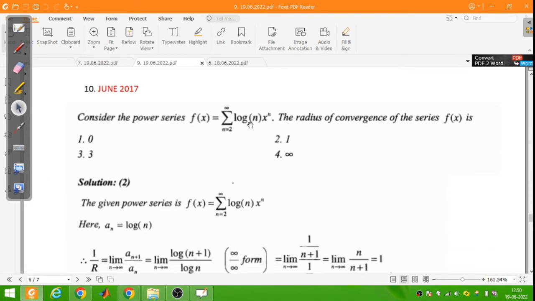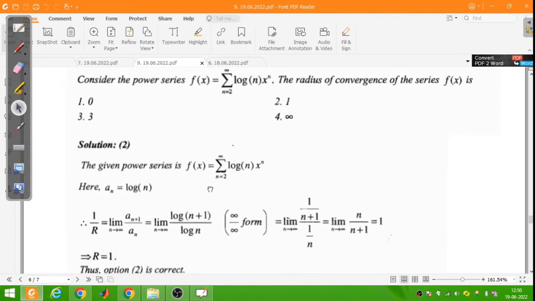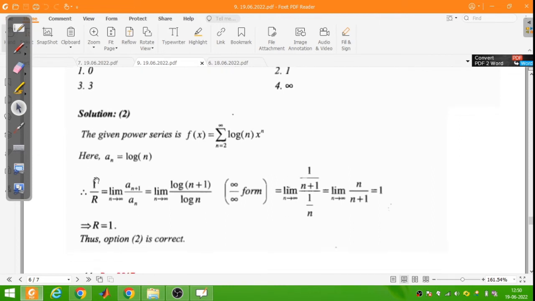Next, 10th problem. Consider the power series n equal to 2 to infinity, because log 1 is 0, that's why we take n equal to 2 to infinity, log n x power n. The radius of convergence of the power series is, directly we have to take a n equal to log n, 1 by r equal to a n plus 1 by a n, that is log of n plus 1 divided by log n. Directly we didn't simplify anything here.